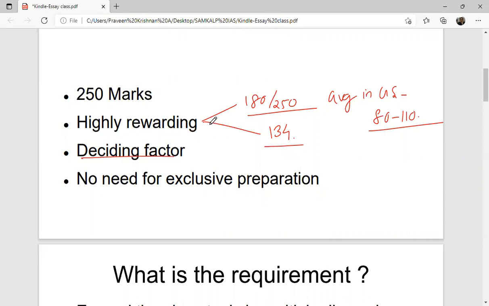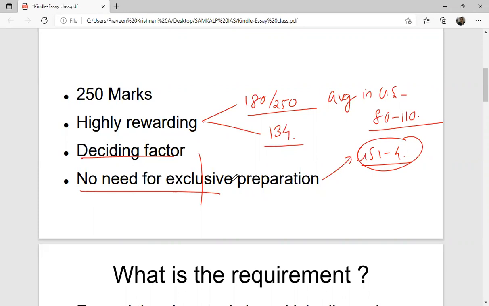Another important aspect when it comes to the essay is that you don't need an exclusive preparation. That doesn't mean that you don't need any preparation at all. It means whatever you prepare for GS 1 to 4, this much data you can use in the essay paper as well, but in a different way. I'll explain that. That's why there is no need for an exclusive preparation when it comes to the essay. Having said that, we should understand what exactly is the difference between the GS 1, 2, 3, 4 papers and an essay paper.